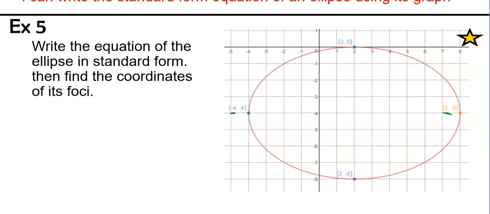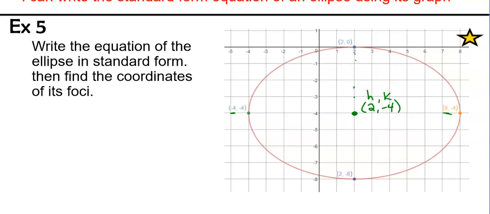So 8 minus 4 is 4. 4 divided by 2 is 2. So we're going to be right there. And then I think that's pretty obvious that we're at 2. So the center is at 2, negative 4. Okay, that tells us important information.